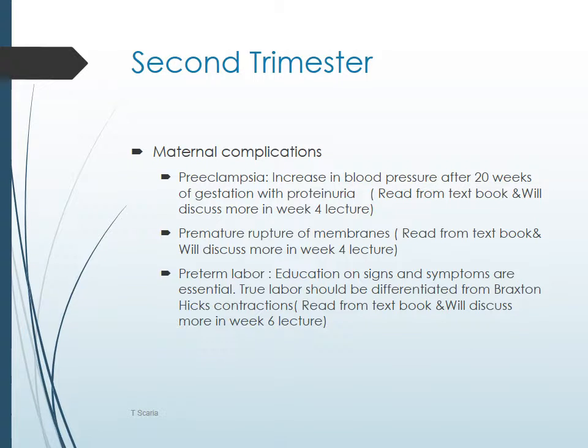Maternal complications during second trimester are preeclampsia, that is increase in blood pressure after 20 weeks of gestation with proteinuria. Please read from your textbook, and we'll be discussing more in week 4 lecture. Premature rupture of membrane, as it indicates, it ruptures early, and also we'll be discussing this in week 4 lecture.